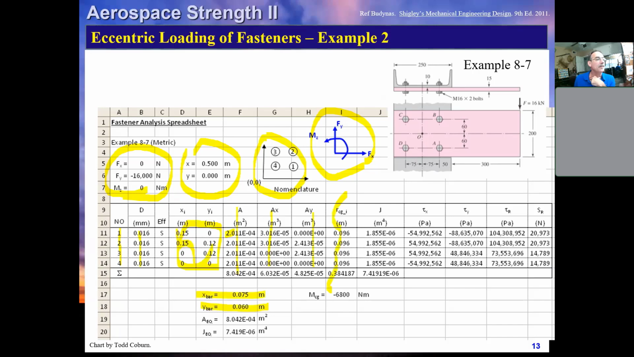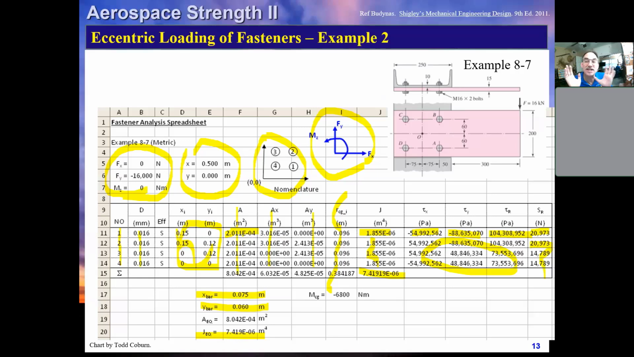Ignore that column. Then you take the area of each and you multiply it by x minus x bar squared plus y minus y bar squared. That gives you the J of that fastener about the centroid. Do it for every fastener. Sum them up. That's the J of the pattern. Calculate our x component of stress. Calculate our y component of stress. Calculate our resultant. Do that for all the rest of the fasteners. Our force in the fastener is just that resultant times its area. Do it for all the fasteners. And then we can analyze and have other columns for any margins of safety for any fastener.